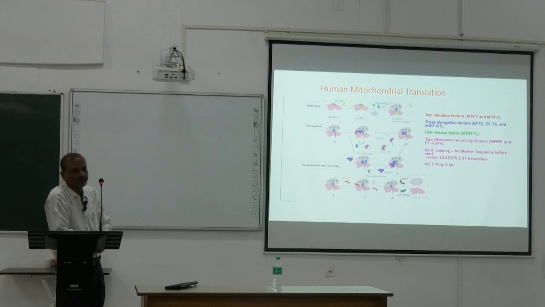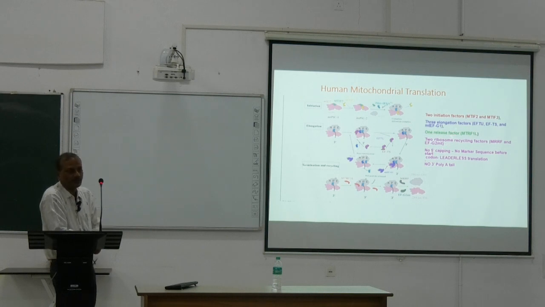One important thing is that there is no 5' capping. So there is no Kozak or Shine-Dalgarno sequence also. So it starts from the beginning. It is basically a leaderless translation. In other cases, we have a leader sequence, we have 5' capping, then there is a Kozak sequence, and after that the codon starts. But in mitochondria this doesn't occur, and there is no poly A tail which is present in eukaryotes.